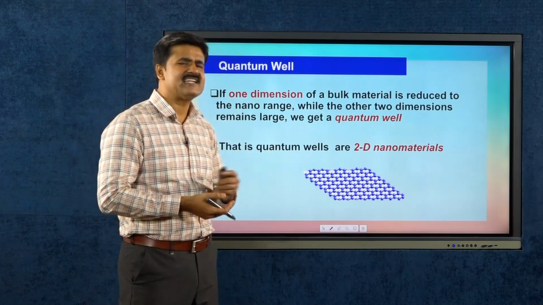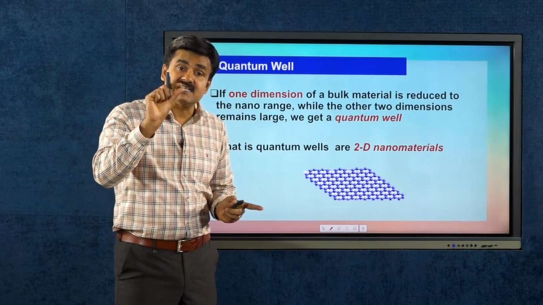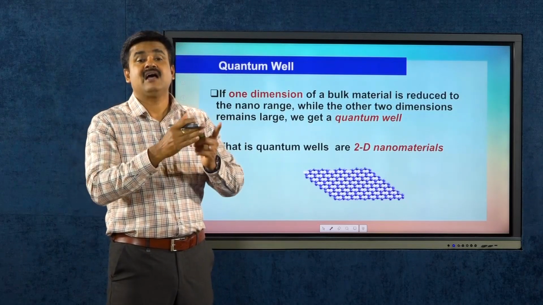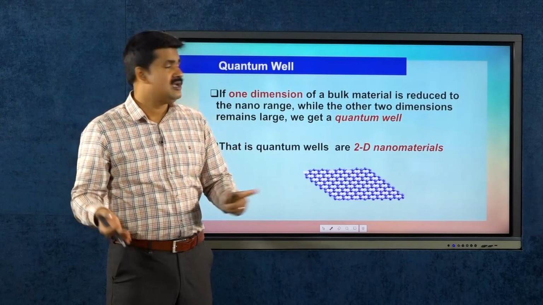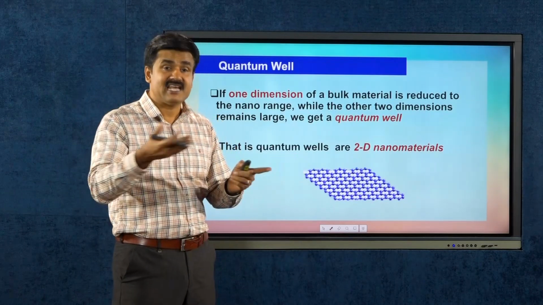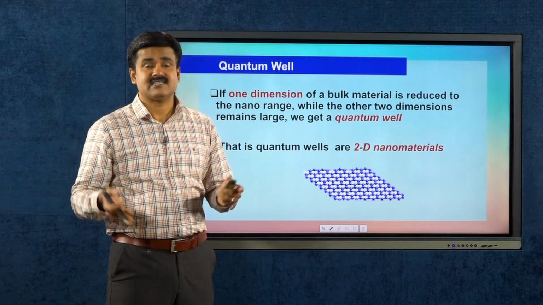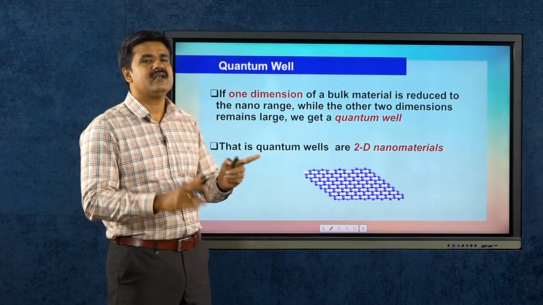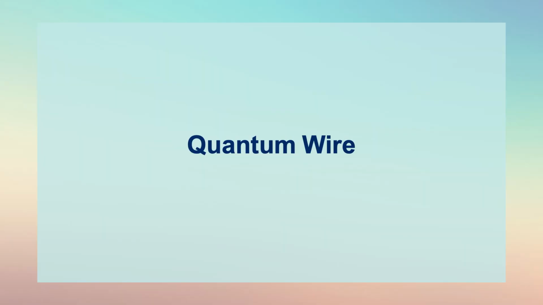This is the representation of a quantum well. Here you can see only thickness is in nano range, and the other 2 dimensions, length and breadth, are outside nano. So, this is an example of a thin layer or a thin film or a thin sheet, or a graphene sheet, etc. All this belongs to the general category of a material that is nothing but a quantum well. Next part is quantum wire.